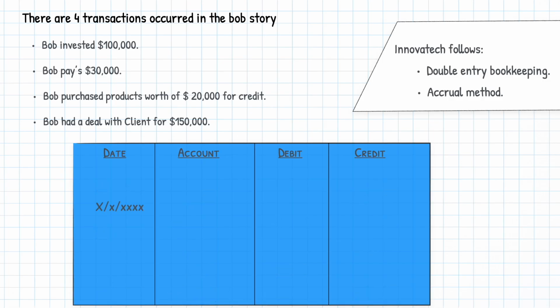For the fourth transaction, Bob entered into a deal with a client worth $150,000. Since the company follows the accrual method of accounting, revenue is recorded when it is earned, not when cash is received. This transaction affects the accounts receivable account and the sales revenue account. Accounts receivable is an asset account, and because the business now has the right to receive money from the client, the asset is increasing, so it is debited. Sales revenue is a revenue account, and when revenue increases, it is credited.